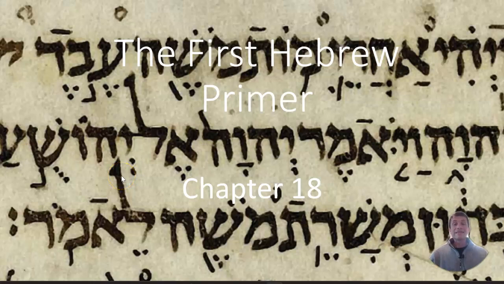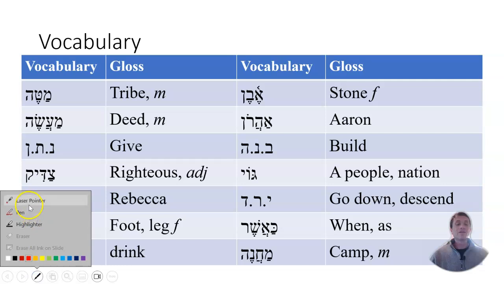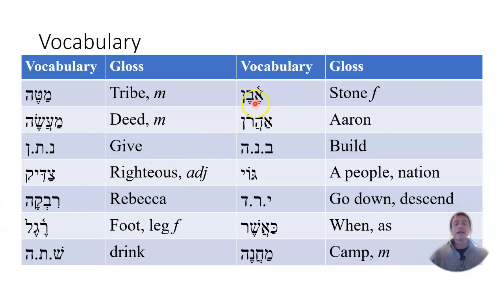Welcome to Chapter 18 of Hebrew Grammar 2. Let's go ahead and take a look at some of the vocabulary for this chapter. So beginning in the upper right hand of the screen, we have the word even, or stone. There's a place name in the Hebrew Bible, Ebenezer, which means stone of help. So that Ebenezer, you can kind of hear that with that word.